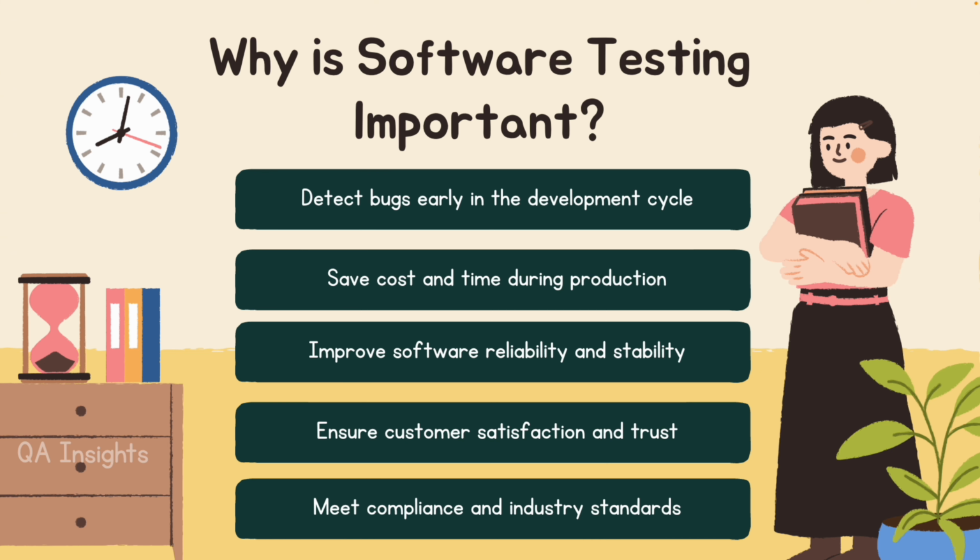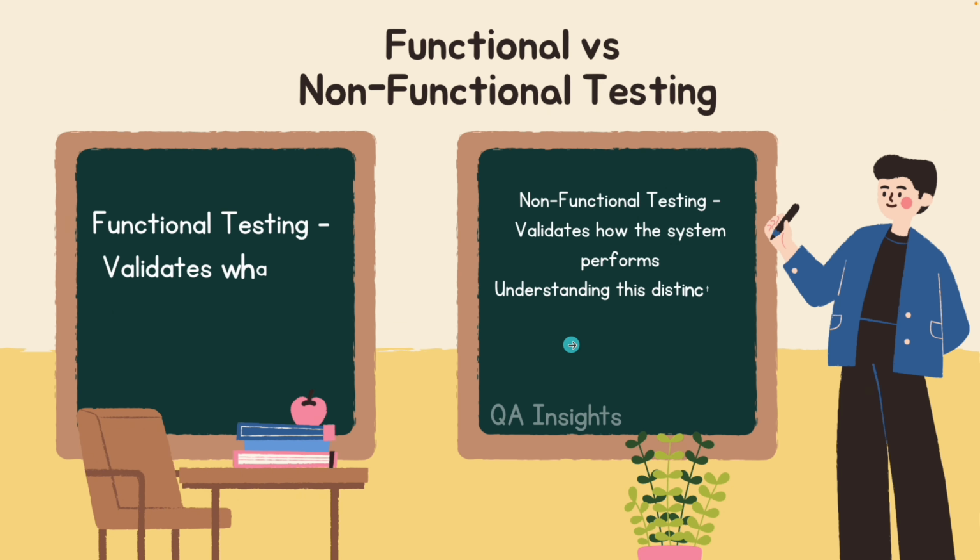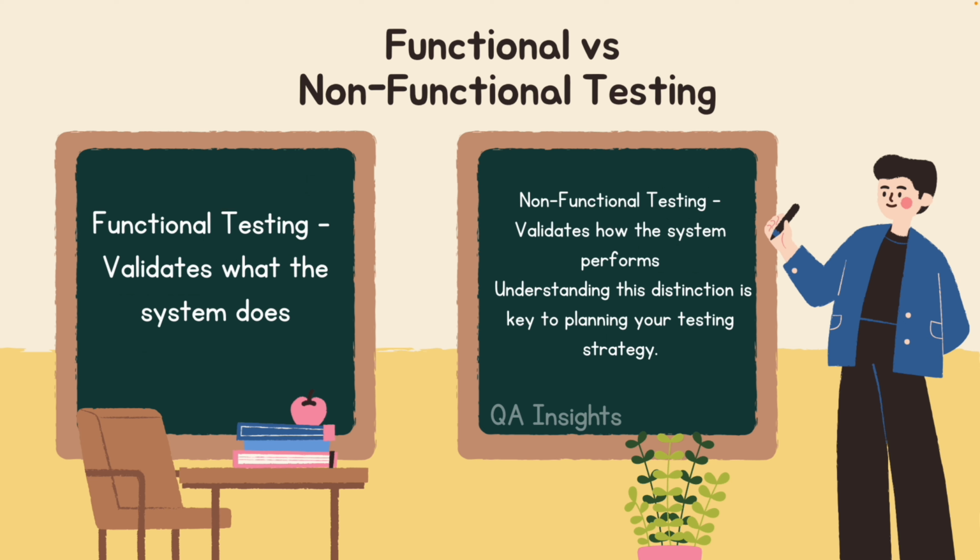Now let's move on to the different types of testing, starting with functional testing versus non-functional testing. Functional testing checks if the software works according to the business requirements. It focuses on what the system does. Non-functional testing looks at how the system performs rather than what it does. So, after this, we will look into the types of functional testing.